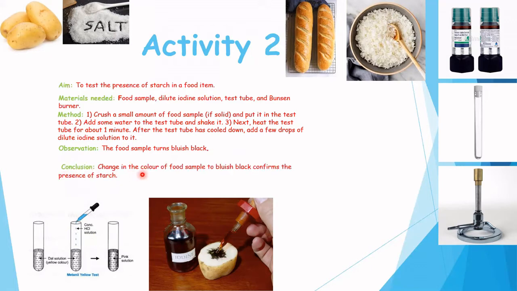Conclusion: the change in the color of the food sample to bluish black confirms the presence of starch. So in this experiment we conclude that if the color of the food sample turned to bluish black, there is some starch in it.